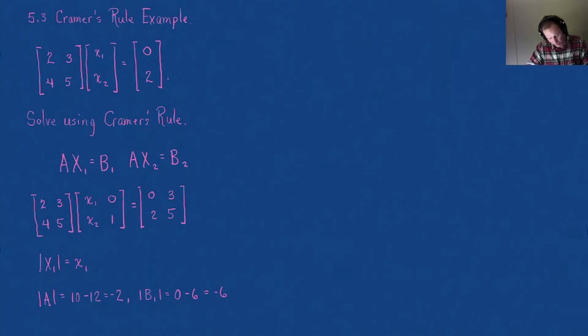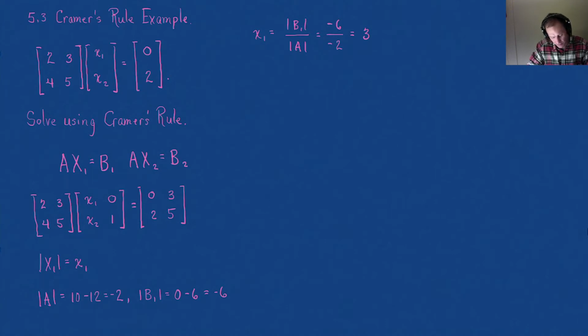Our first component is x1, which equals the determinant of B1 divided by the determinant of A. Well, that's going to be minus 6 divided by minus 2. That's just 3. And maybe I did that a little fast, so we'll just do the review again.